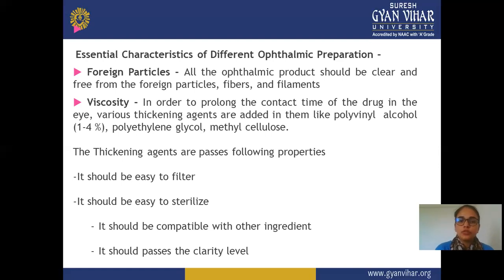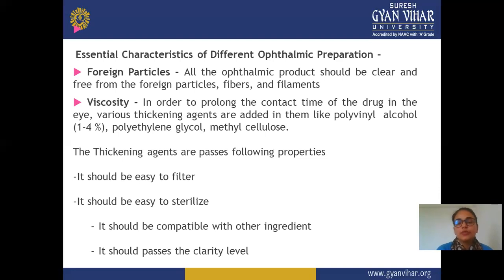In order to prolong the contact time of a drug in the eye, various thickening agents are added, like polyvinyl alcohol, that is PVP, 1 to 4%, and polyethylene glycol and methyl cellulose. They give sufficient viscosity so that you can easily administer it as well as prolong the contact time if it is viscous in nature. So you should provide proper viscosity or use a proper excipient for improving this viscosity.